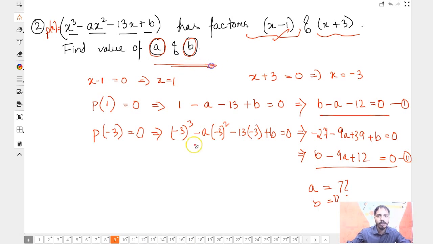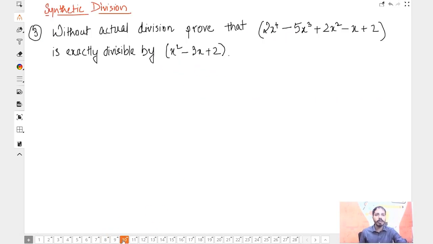So I hope you understood how to solve these types of questions. Now let me go to the different types of questions. Now this is synthetic division. That means they can ask you these types of questions also, right? They're saying, without actual division, prove that this particular polynomial is exactly divisible by this.